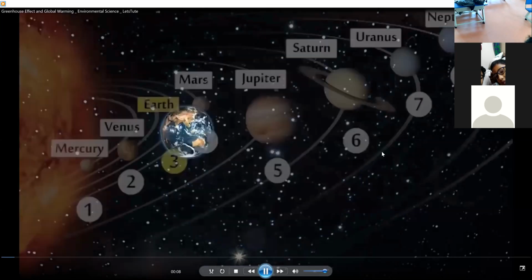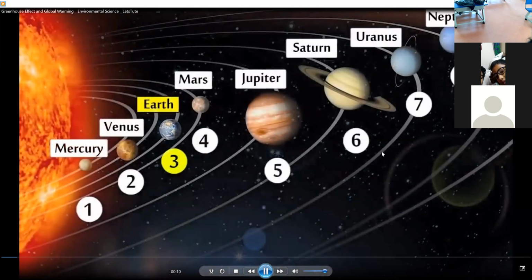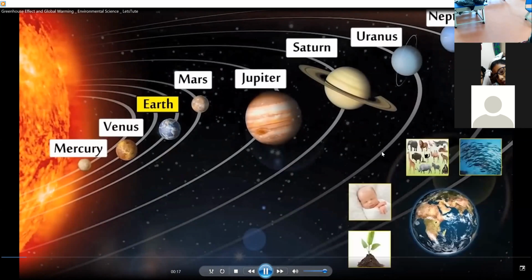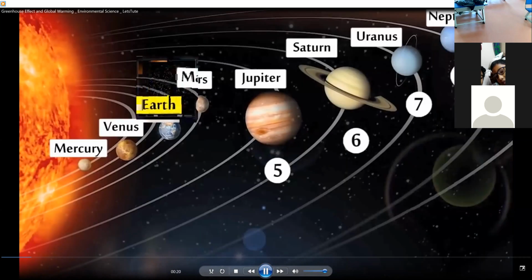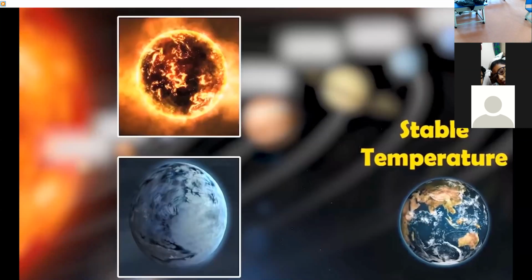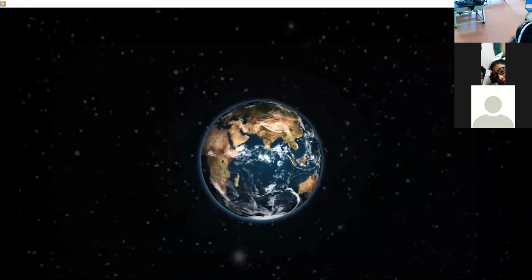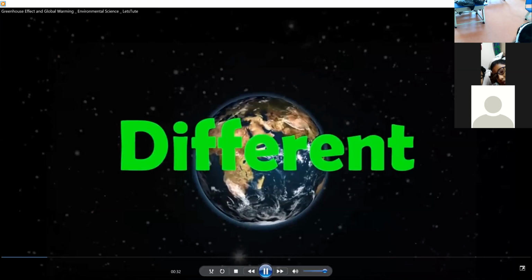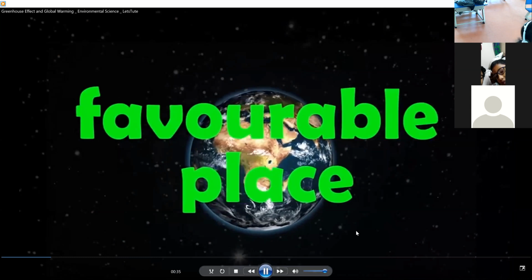The third planet from the Sun. The only planet having a vast diversity of life forms. While other planets of our solar system are either scorching hot or bitterly cold, Earth has relatively stable temperatures. What is that which is making Earth different? What exactly is making Earth such a favorable place to live on?